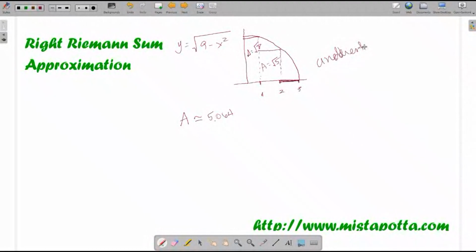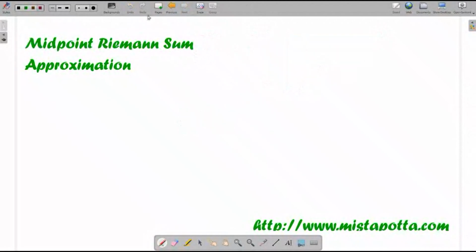And I can tell here that this is an underestimate because there's area here that I am ignoring that should be part of my answer, but isn't. And I can tell that this right Riemann sum is probably not the best way to look at it because I am losing a whole bunch of area here and here. So let's investigate the midpoint Riemann sum for this situation.